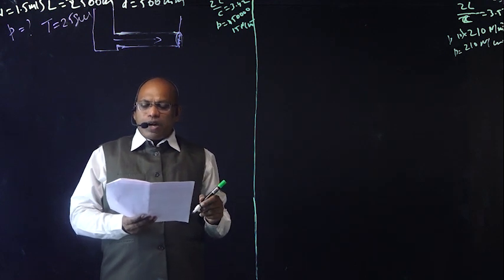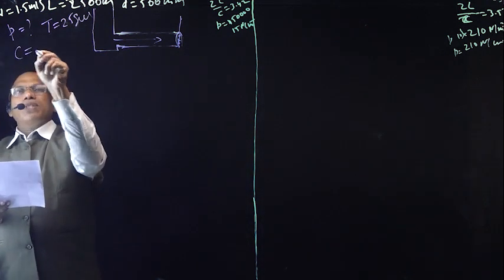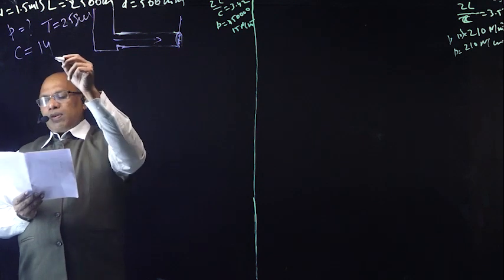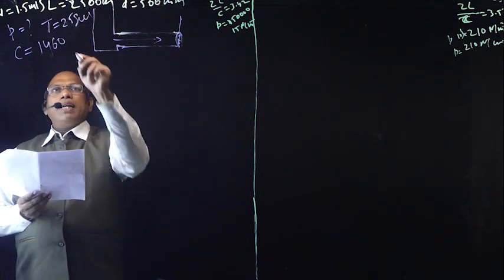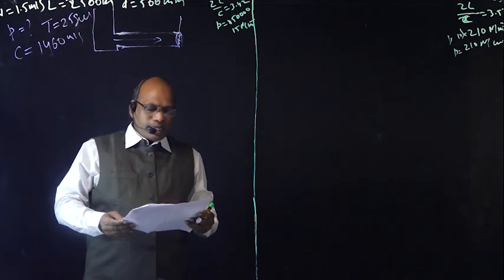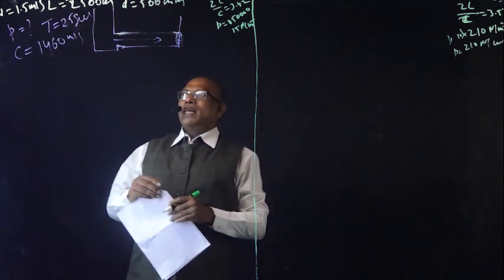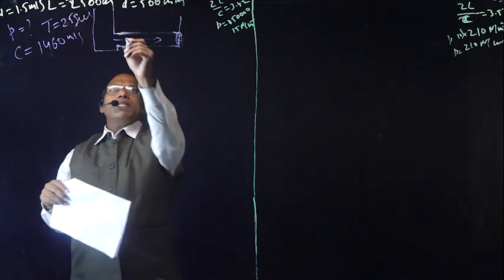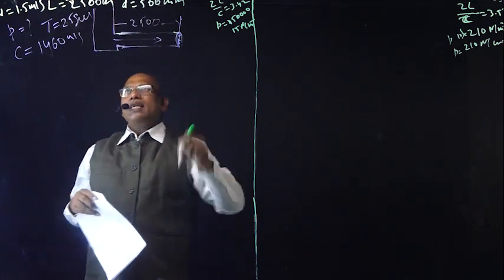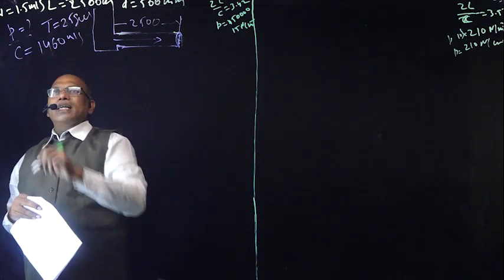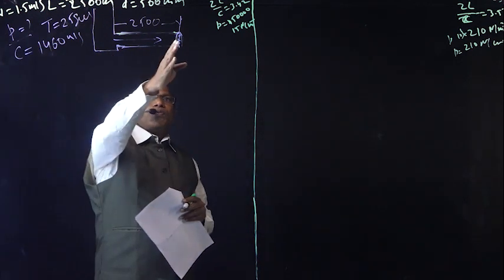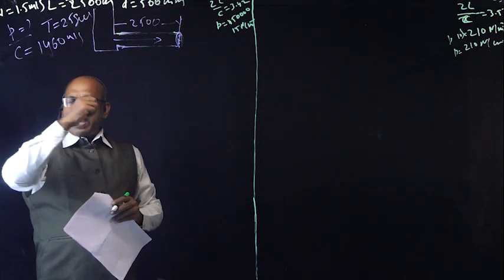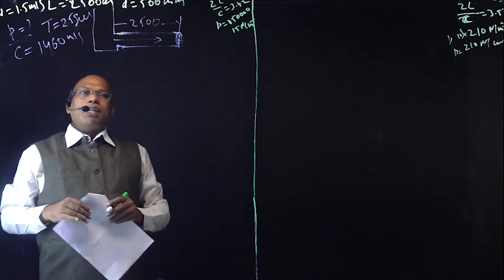Take the value of C, the velocity of the pressure wave, as given. This is the data given here. The velocity flowing through the pipe is 1.5 meter per second. The length of the pipe is 2,500 meters. Determine the pressure raised in the pipe because of the valve closing in a time of 25 seconds. And C, the velocity of wave, is equal to 1460 meter per second.